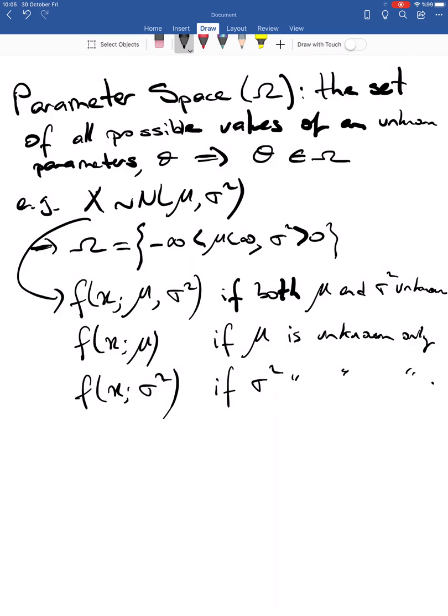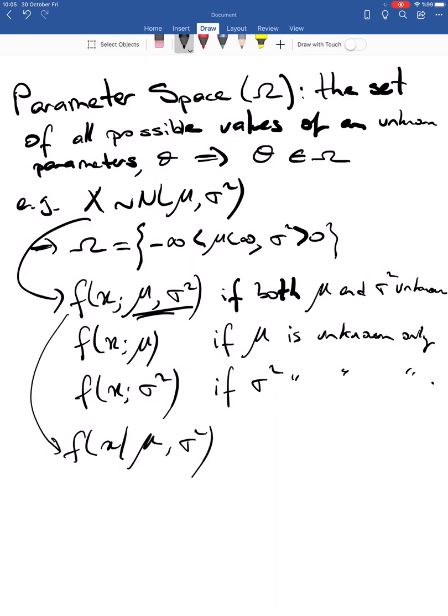If all parameters are not known, then we represent our PDF as f of x and add these values. Sometimes we write them as conditional values, because with x given mu, for example, we can define our parameter.